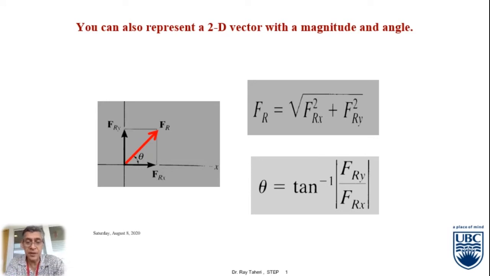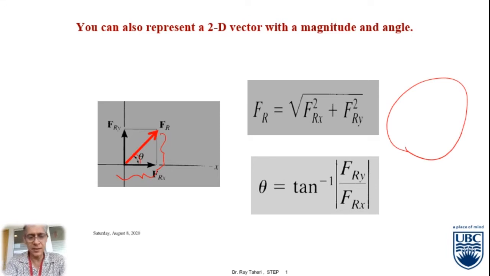Obviously, in here, the tangent of this angle is the y component of the resultant divided by the x component. In a sense, the angle is tangent inverse of fy divided by fx, and I use the absolute value because in this case it is positive. You have to be cognizant.